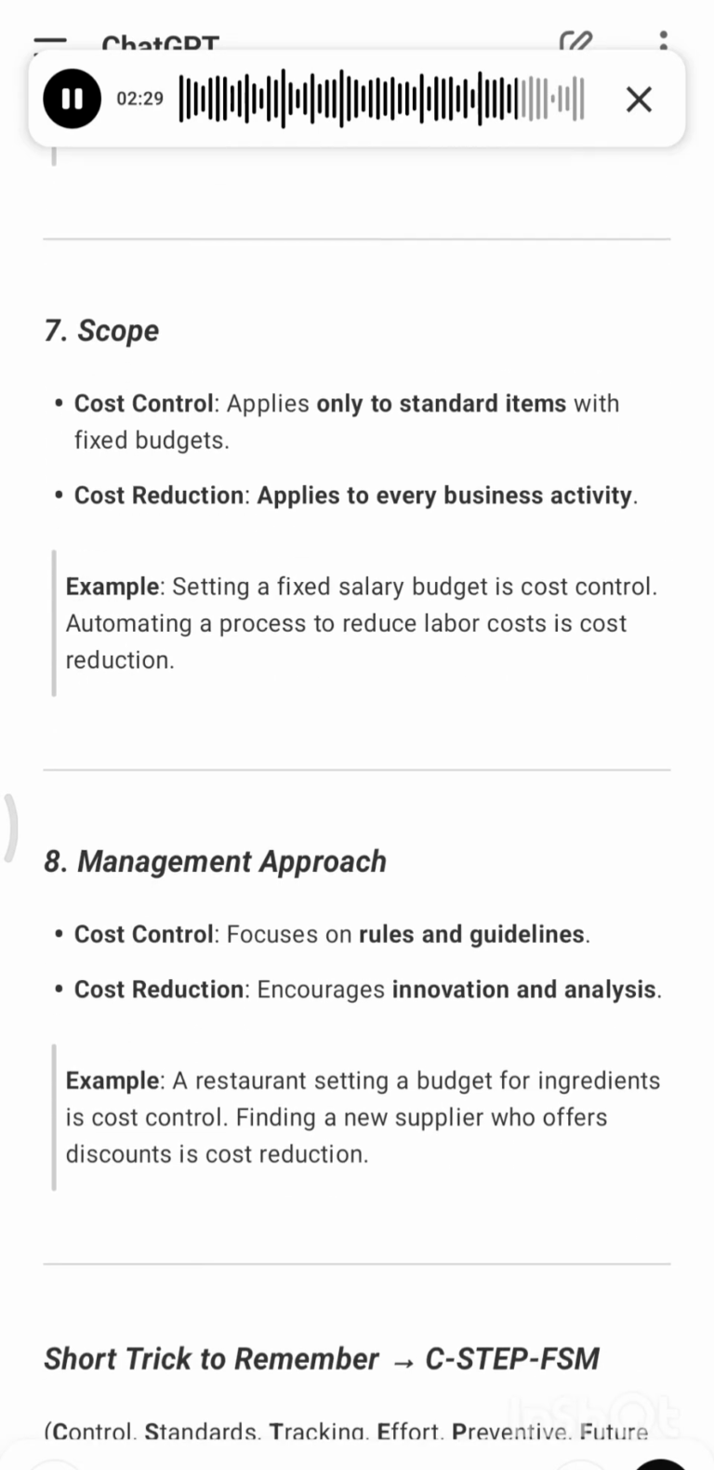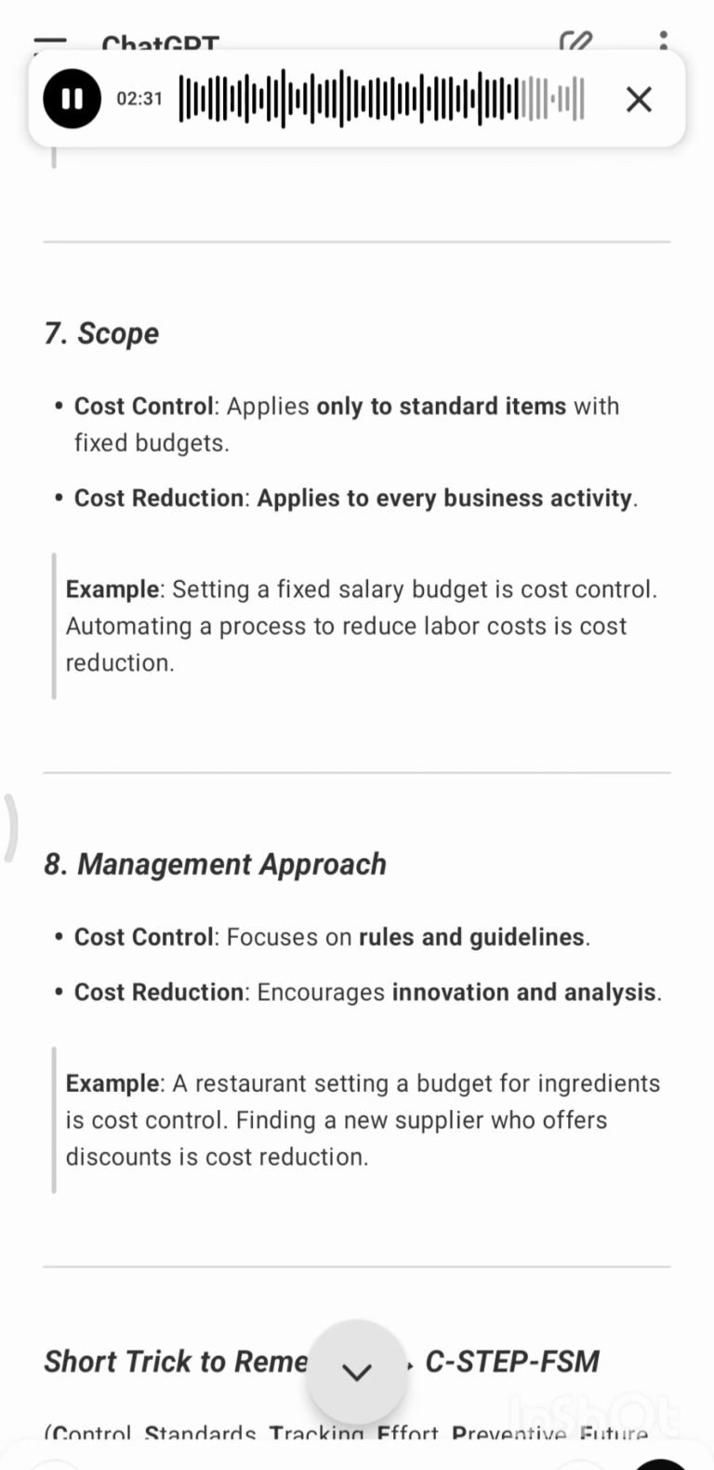8. Management approach. Cost control focuses on rules and guidelines. Cost reduction encourages innovation and analysis. Example, a restaurant setting a budget for ingredients is cost control. Finding a new supplier who offers discounts is cost reduction.